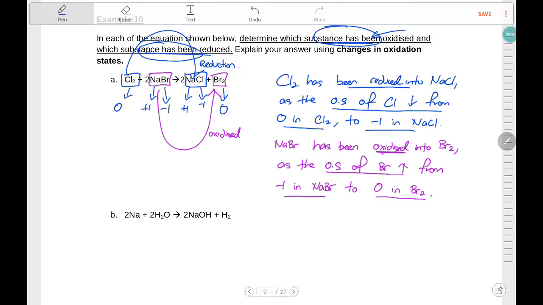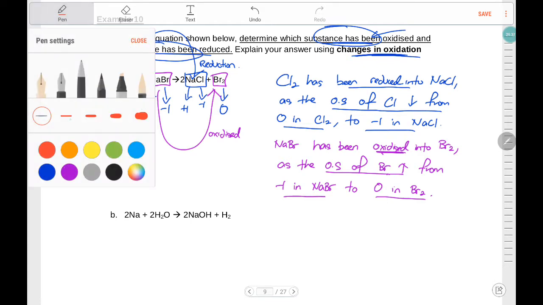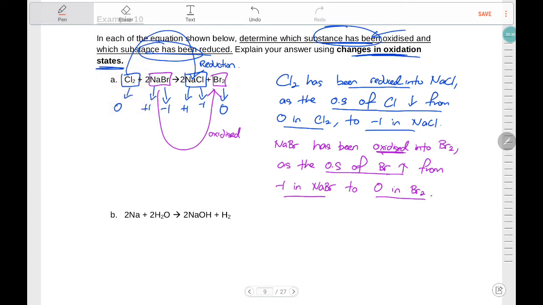And questions specifically want us to explain, although there are different definitions, right? Oxygen atom, hydrogen atom, but here we want it explained using oxidation states. Okay, and lastly, one very common mistake students make is that they would say that Cl has been oxidized or Br has been oxidized. That's not true. It's not the Br that has been oxidized. It is the NaBr that has been oxidized.